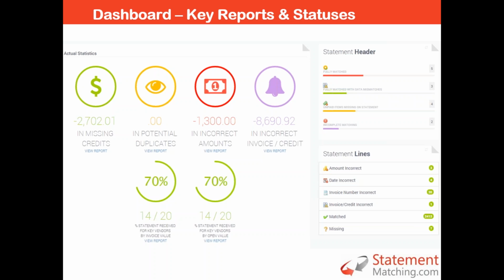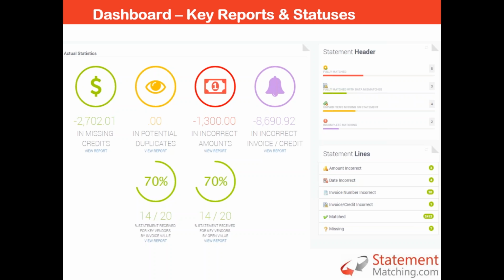This is the missing credit report, and this will give you a total value of missing credits against all statements. If you drill down, it will give me all of the statements with missing credit notes on. You can go into this and search and request missing credit notes. So it's a nice simple place to have all of that information. You click on the view report and it'll give you all the statements that you have with missing credit notes, which you can log into.